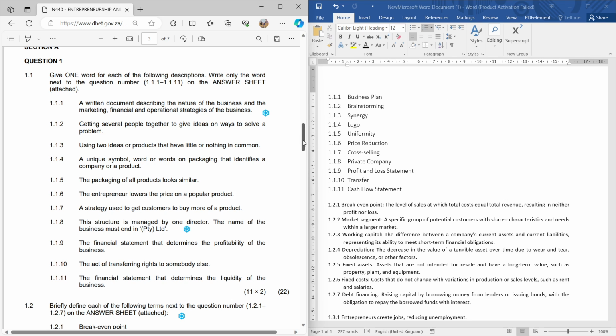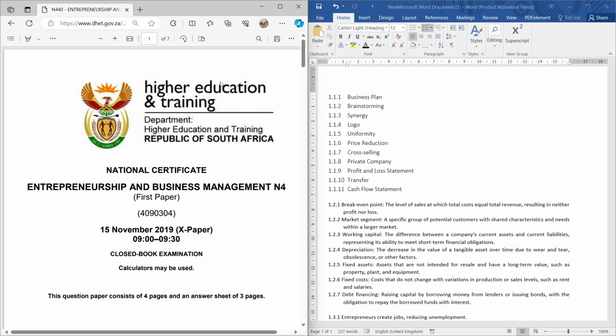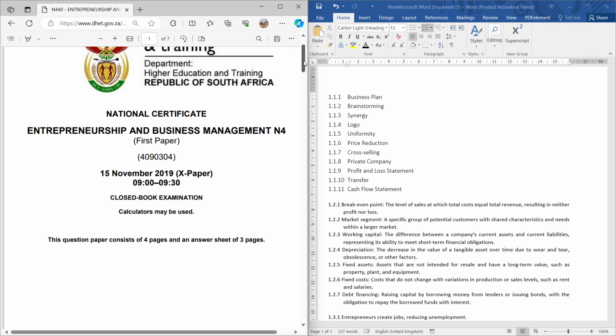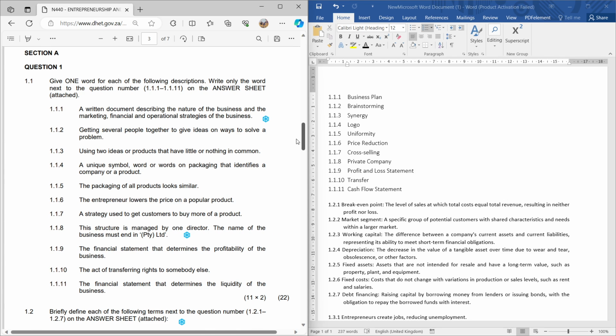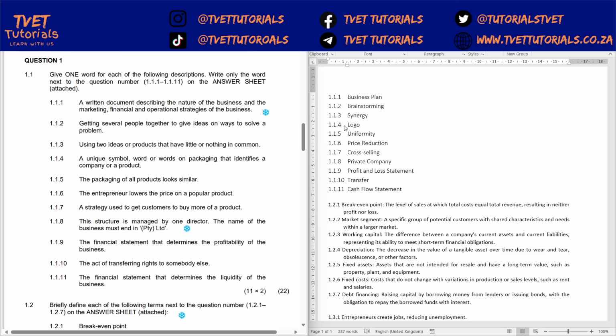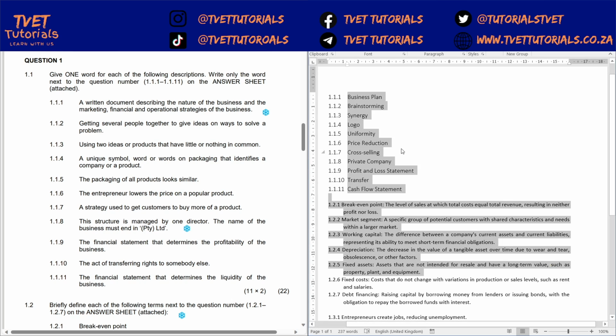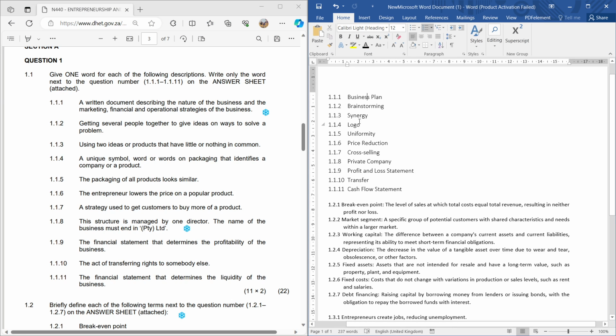As you can see, we are answering another previous question paper, this time from Entrepreneurship and Business Management N4, which is the first paper. This question paper is from 2019. So let's look at a couple of the questions that I will be answering, and as per usual, I will be explaining the answers to you guys. Let's look at the first question.